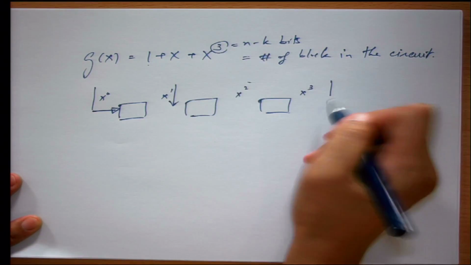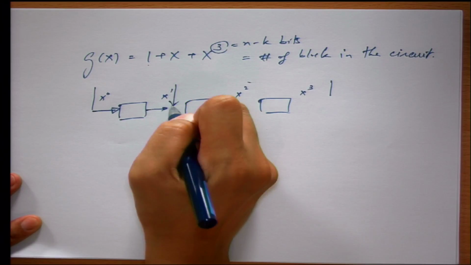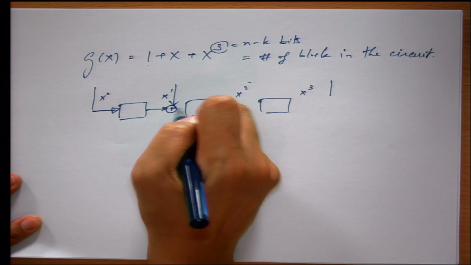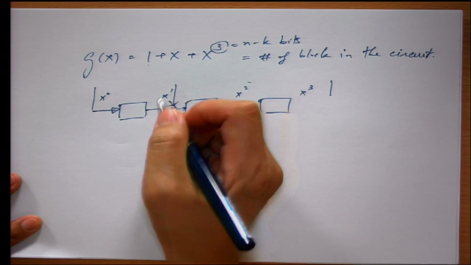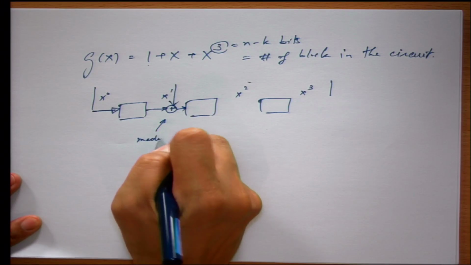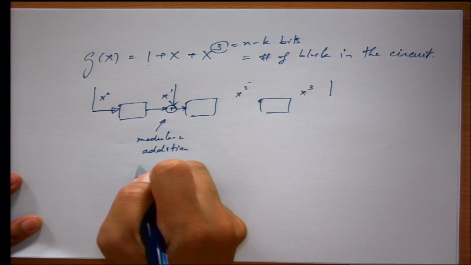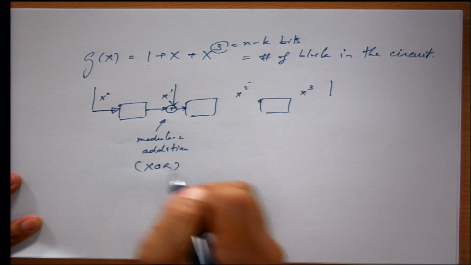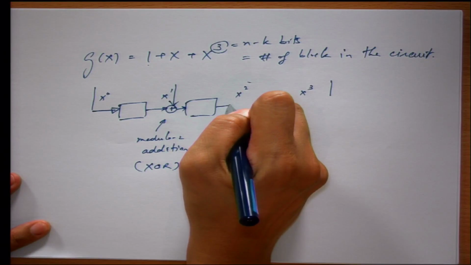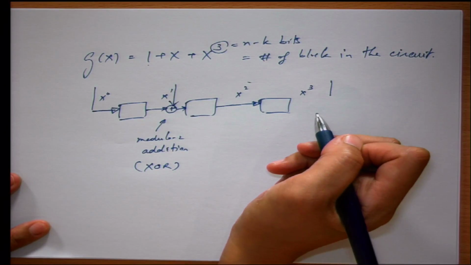Now, when you combine these together, if you have two arrows coming, you have to have an operation. So the operation is modulo 2 addition, or the XOR operation, exclusive OR. If you have only one arrow coming out, you just shift directly to the other blocks.